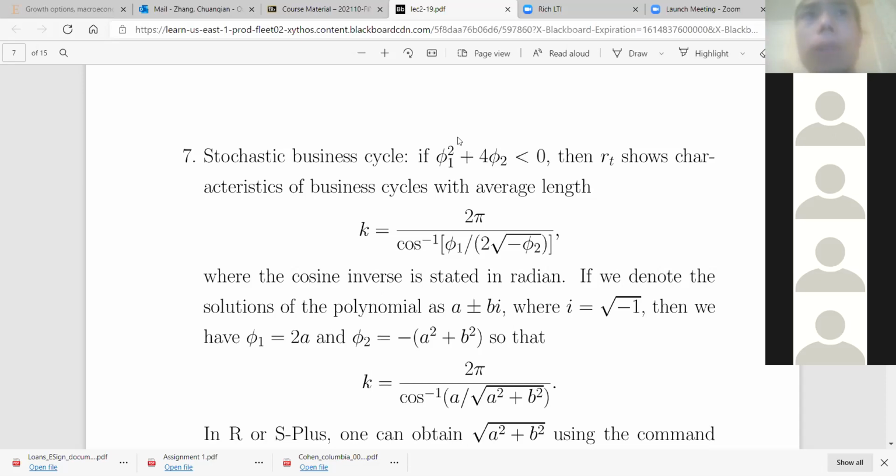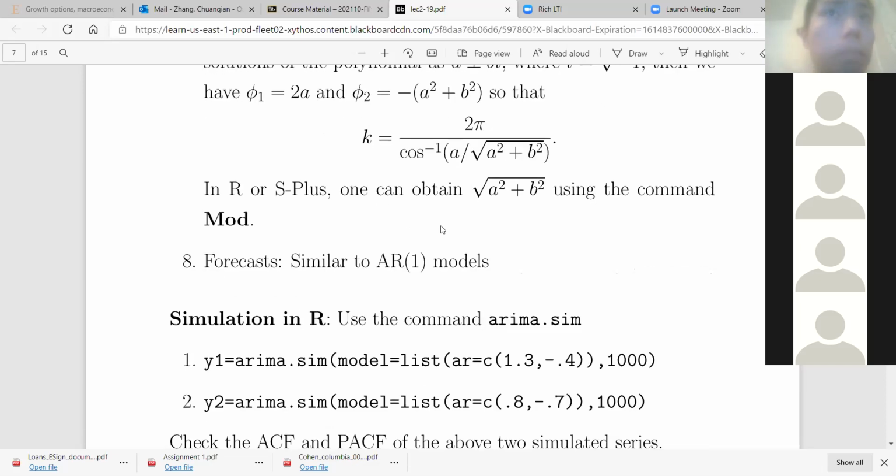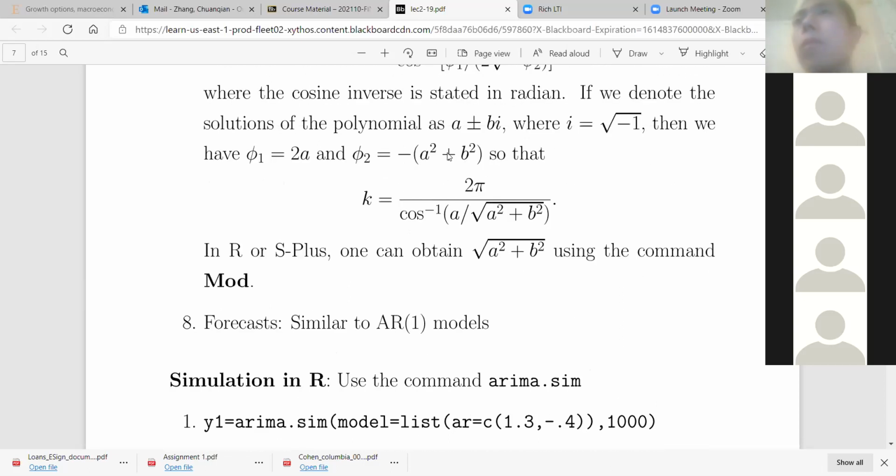And it is closely related to phi 1 squared plus 4 phi 2, right? If it is less than 0, it shows a business cycle. And the business cycle, that means between each two booms or two recessions, the length of the business cycle can be computed this way. It just directly gives you the formula. You don't need to look into why it's like this, okay? But again, it is not required for you to understand, for example, using calculations by hand or proofs. I don't need you to do that. Okay.